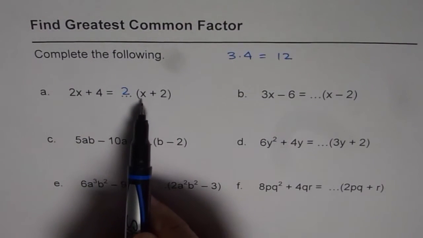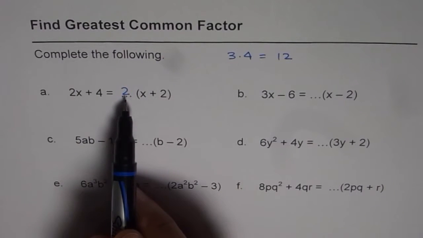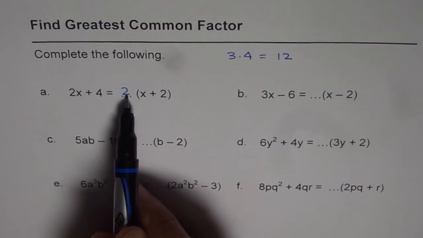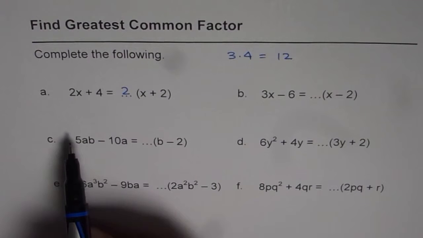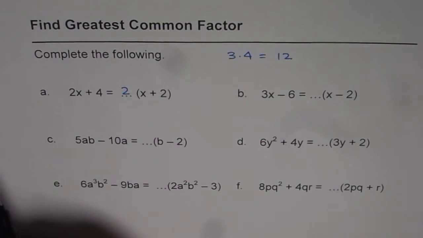You can always check your result by expanding. That is, you can apply the distributive property. If you multiply 2 by x, you get 2x. 2 times 2 is 4. So you get back the original expression. So that is correct factoring.